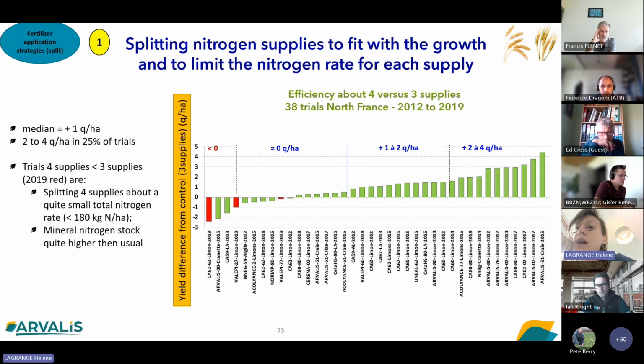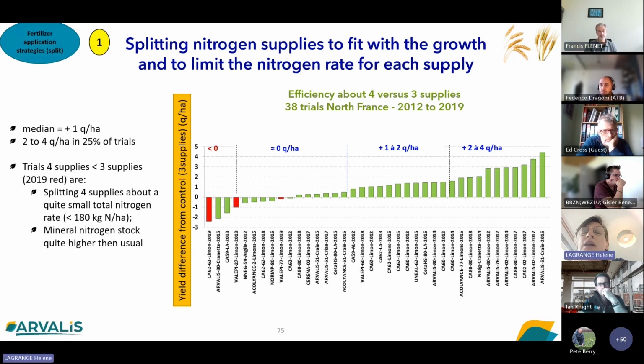So in north of France, you have quite high yield and high needs of nitrogen for wheat. So we can see in this condition, it is beneficial to split the spreading of nitrogen. And on average, you reach 1 quintal per hectare. It means 0.1 ton per hectare more with the splitting and the same amount of nitrogen applied. So it's very interesting to try to fit supply with crop needs.